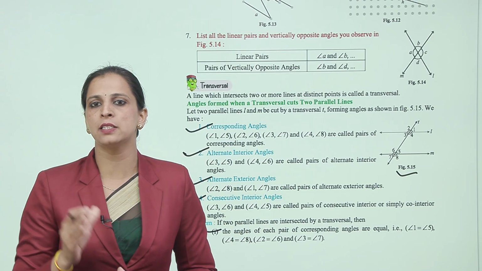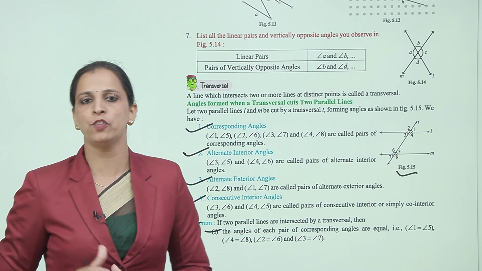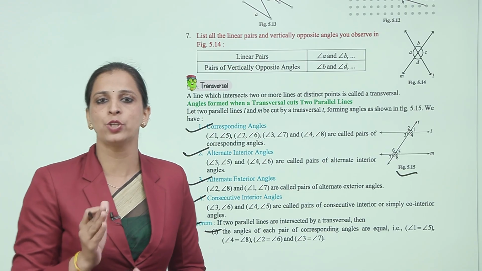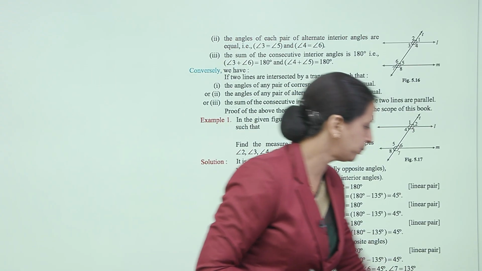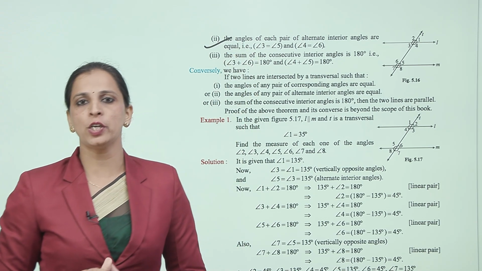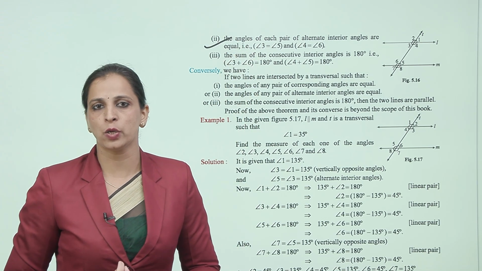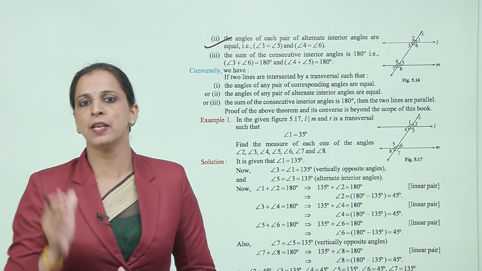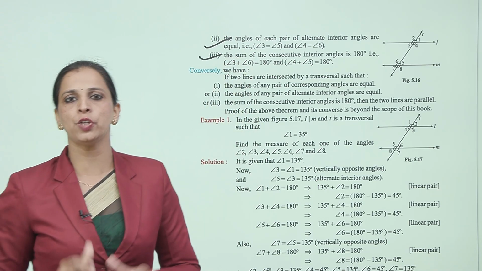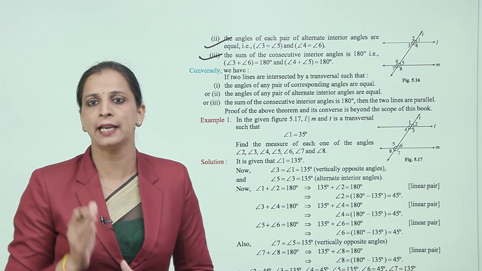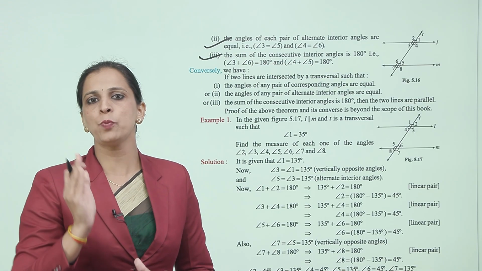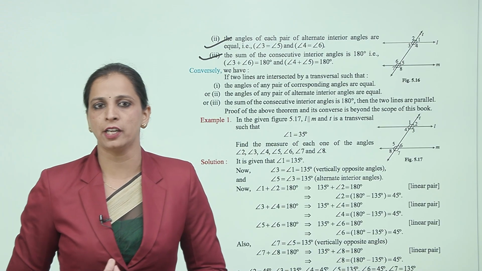Theorem: if two parallel lines are intersected by a transversal, then first, the angles of each pair of corresponding angles are equal, that is angle 1 equals angle 5, angle 4 equals angle 8, angle 2 equals angle 6 and angle 3 equals angle 7. Second, the angles of each pair of alternate interior angles are equal, that is angle 3 equals angle 5, angle 4 equals angle 6. Third, the sum of the consecutive interior angles is 180 degrees, that is angle 3 plus angle 6 equals 180 degrees, angle 4 plus angle 5 equals 180 degrees.